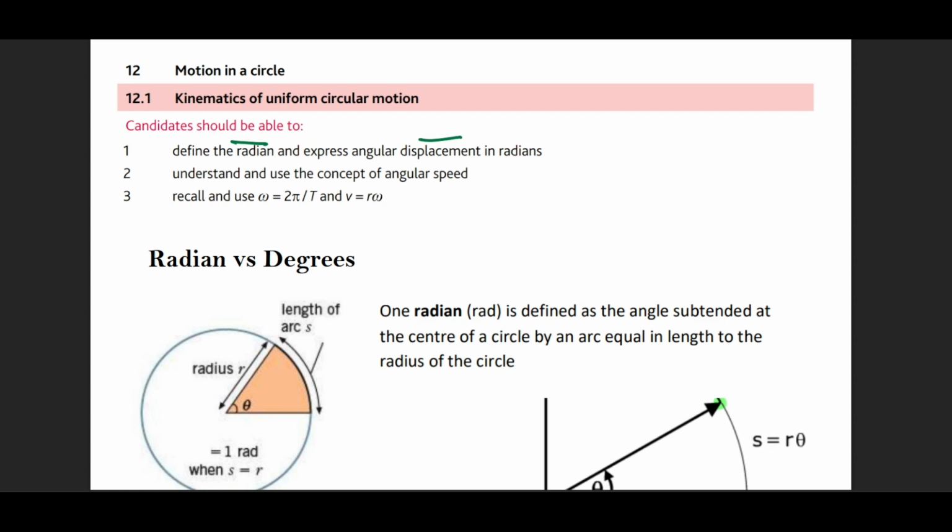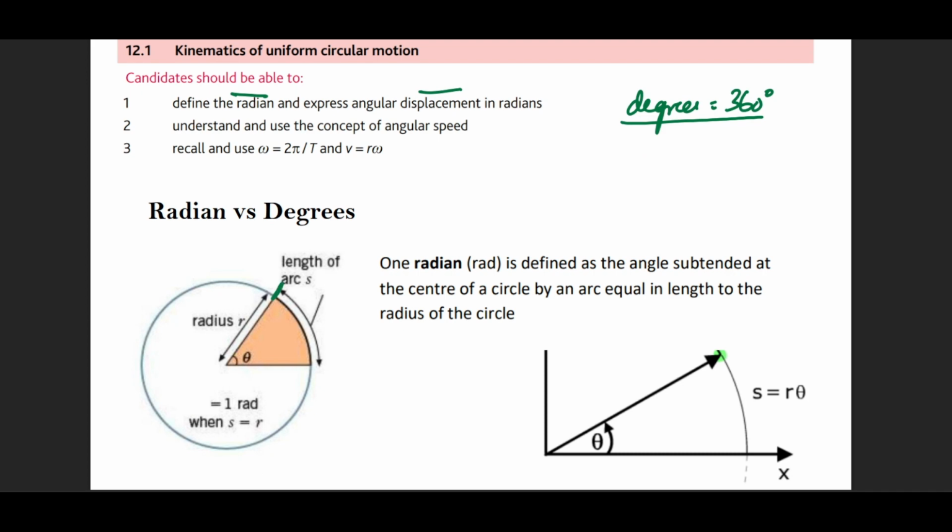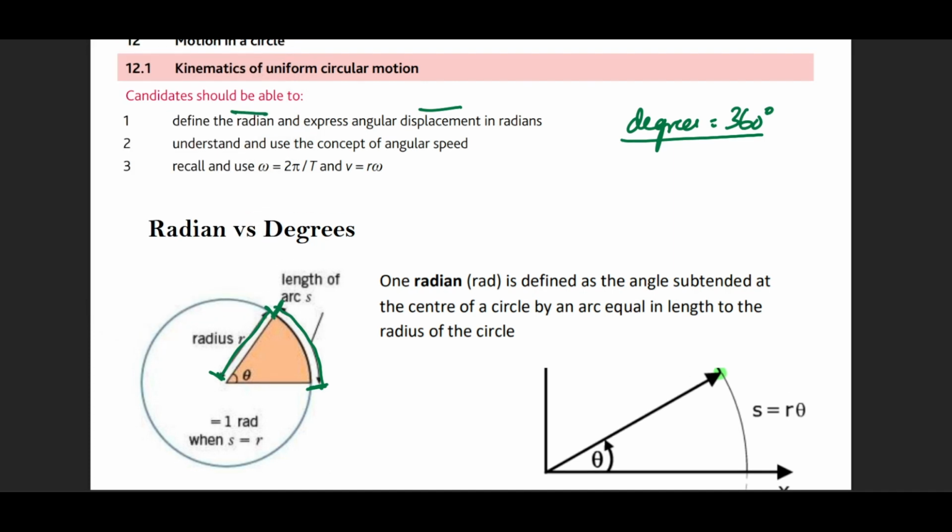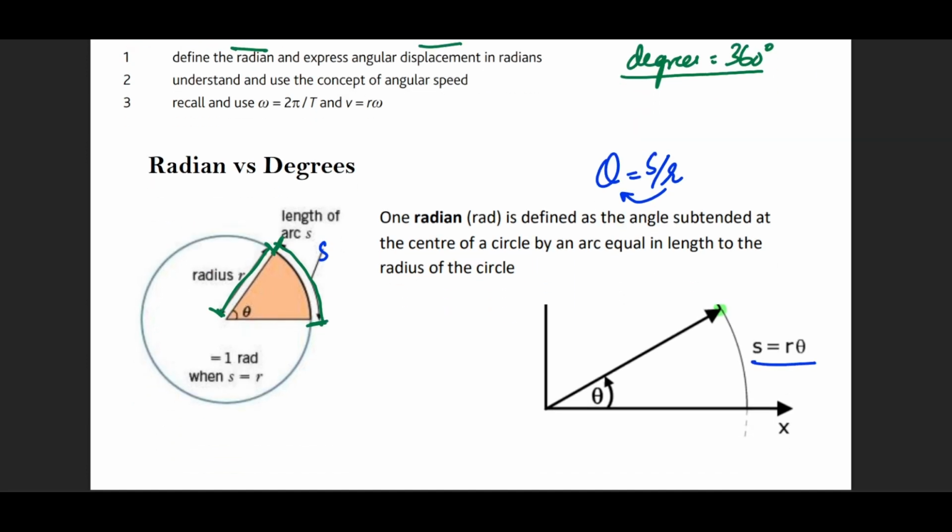Primarily from O levels and from a very young age, we have been accustomed to the degree system, that a circle has 360 degrees. But we have a new unit, radians, that links the arc length, which is this one, with the radius itself. And the angle comes out as theta equals S divided by R. S is the arc length and R is the radius. So when you take R to the other side, the formula we get is that arc length is equal to radius multiplied by theta. But notice that this theta is not in degrees, it is in radians, right?